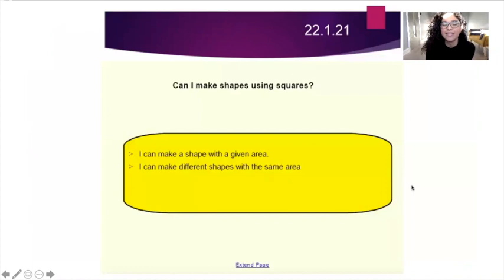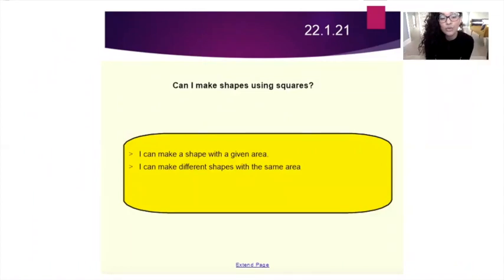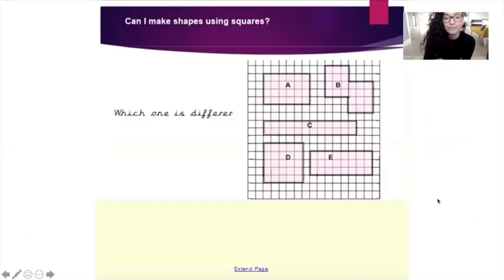Today's learning objective is, can I make shapes using squares? So by the end of today's lesson, you should know how to make a shape with a given area, and you should also know how to make different shapes with the same area. Now, what I would like for you to tell me is, which one is different? Have a go, pause this video and figure out which one is different.